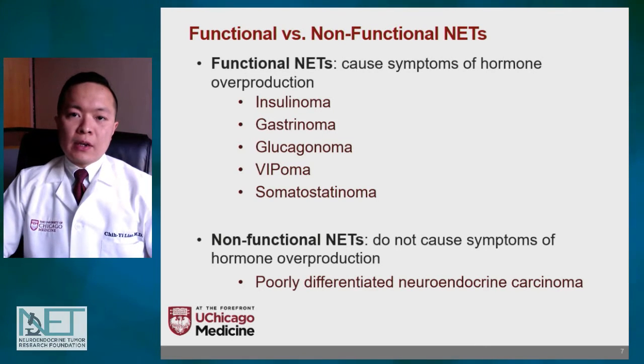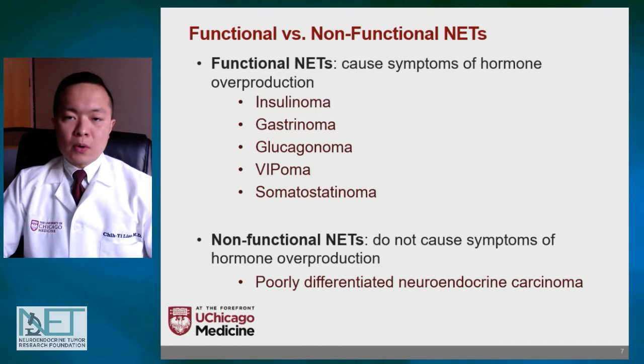One way we can classify neuroendocrine tumors is by whether or not they cause symptoms of hormone overproduction. We call them functional neuroendocrine tumors if they cause symptoms of hormone overproduction, and some examples are insulinomas, gastrinomas, glucagonomas, VIPomas, and somatostatinomas. We call them non-functional neuroendocrine tumors if they do not cause symptoms of hormone overproduction. One example is poorly differentiated neuroendocrine carcinoma, which generally does not cause symptoms of hormonal overproduction.